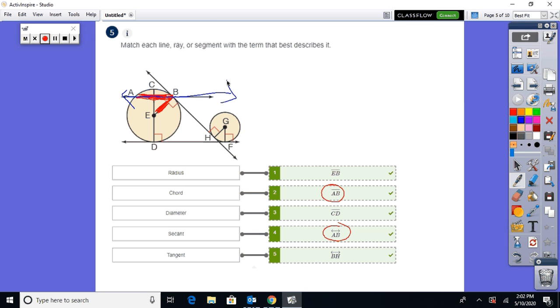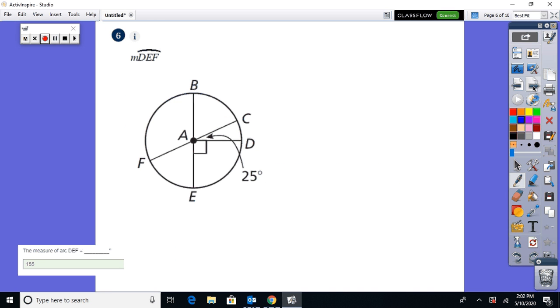Diameter, of course, CD, and the tangent, they could have gone a couple different ways. DF was a tangent, BF's a tangent. I'm sorry, BH is a tangent. So that's the one they gave you as a choice, so that's the one you mark. Again, a tangent is just grazing the circle one time. All right, number 6, another arc measure problem.